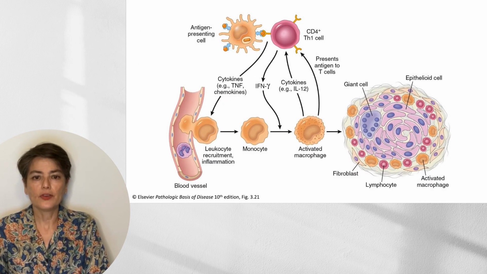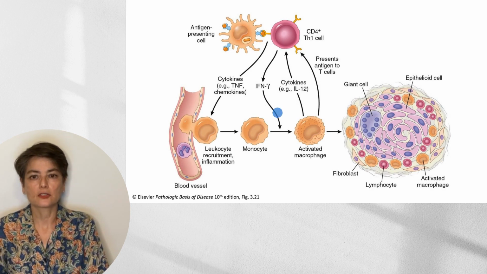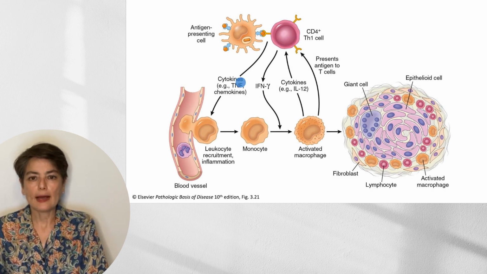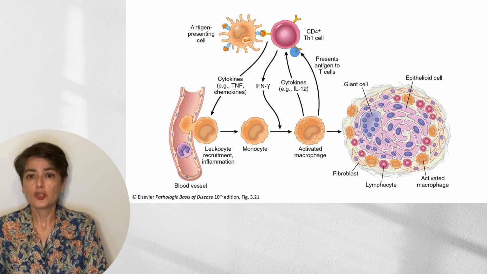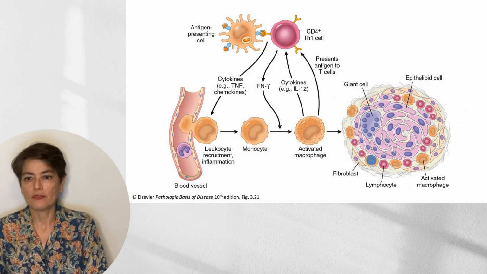Now, here is a nice figure from Pathologic Basis of Disease, a nice little cartoon, where you can see the antigen-presenting cell is holding out something to the CD4 positive Th1 cell. It's going to then elaborate some cytokines, which is going to drag these leukocytes out of the vasculature into the tissue, where these monocytes, under the influence of interferon gamma, will become activated macrophages. These activated macrophages are going to feed back to that CD4 positive T cell, sending some IL-12, and is also going to present antigen to cells. And what we're going to end up with here is this beautiful cartoon of a granuloma with our activated macrophages, our epithelioid cells, and our multinucleated giant cells.